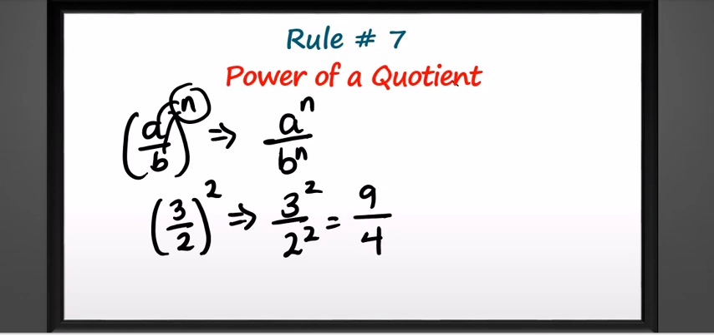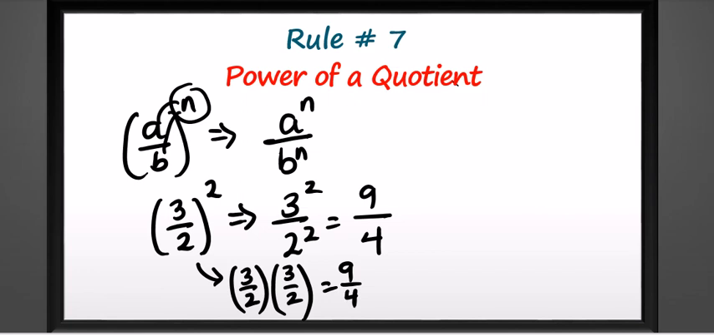Or in multiple ways, as long as you know how to apply the laws and rules, your simplifications will be in fewer steps. You could have also used here 3 over 2 times 3 over 2. And it will be 9 over 4.